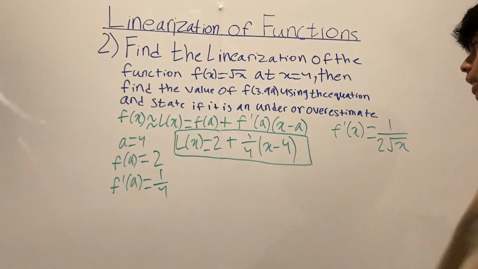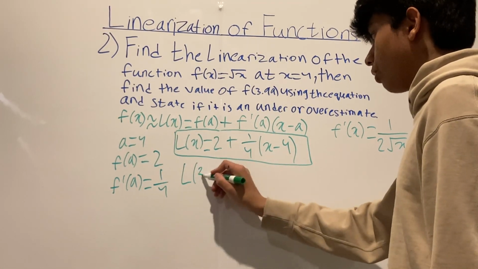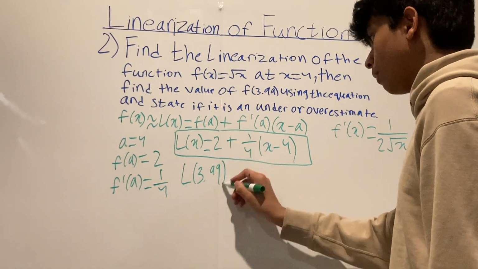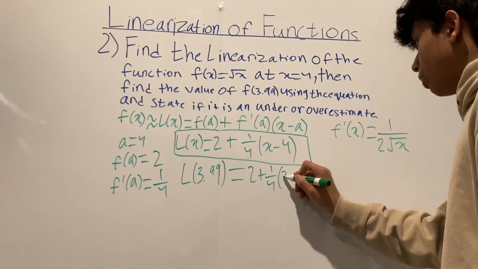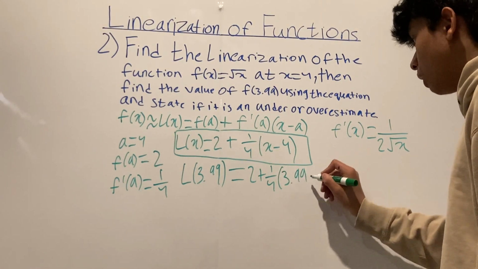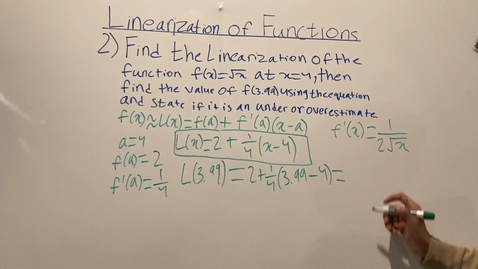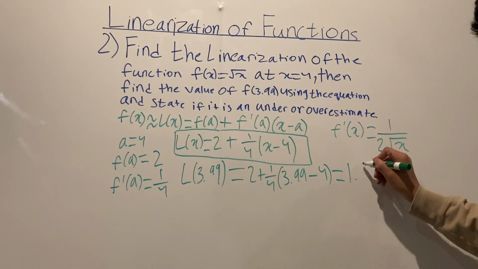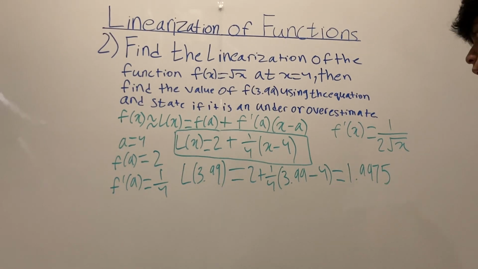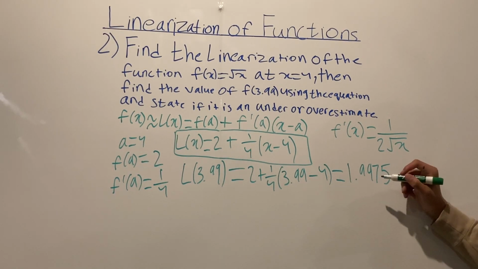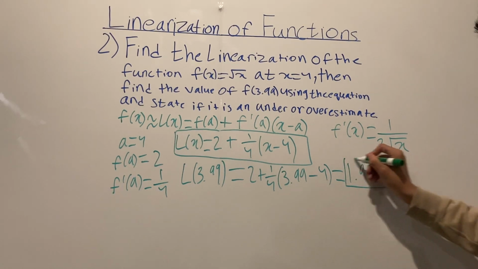And now let's find the value of f of 3.99. So L of 3.99 is going to equal 2 plus 1 over 4 times 3.99 minus 4. If you plug this into your calculator, this is going to be 1.9975. Okay, now we have to see if this is an underestimate or an overestimate. So let's circle this because this is our approximation.